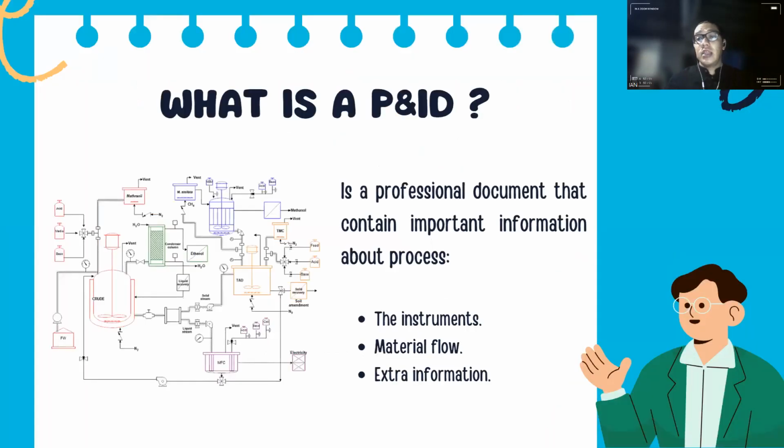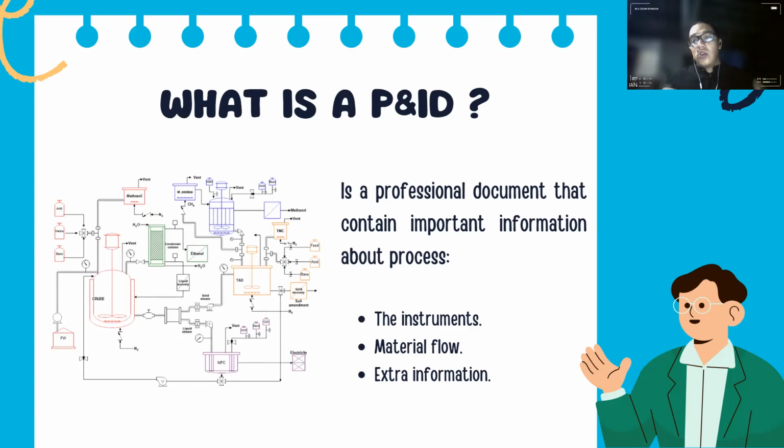What is a PID? It is a professional document that contains important and essential information about the principal process. What is the function of this diagram? This diagram helps new workers to understand the process better along with other documents, for example, the SOP. SOP is standard operating procedure. It's like an instruction of actions to do one process.